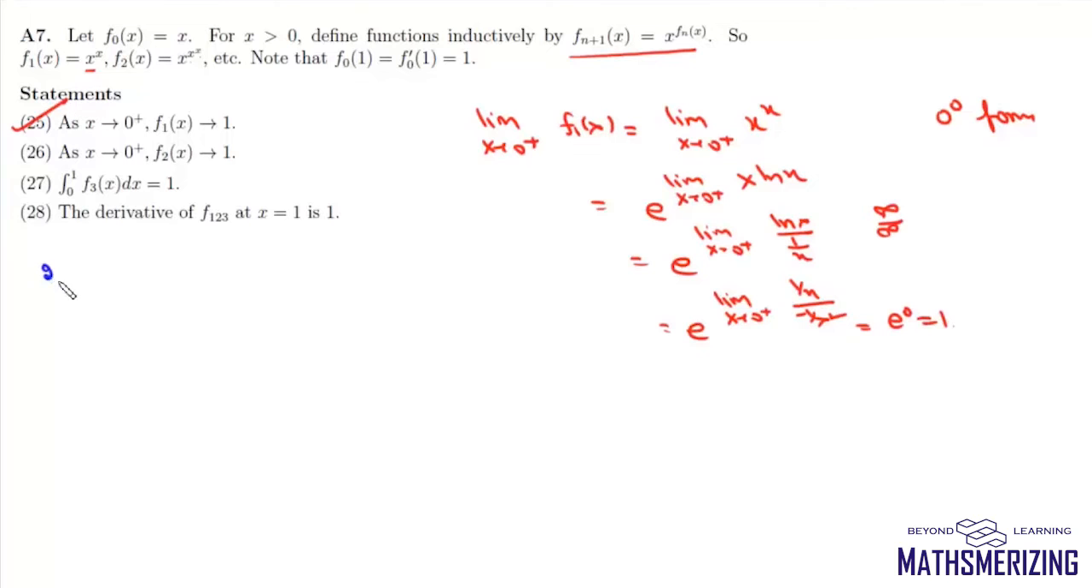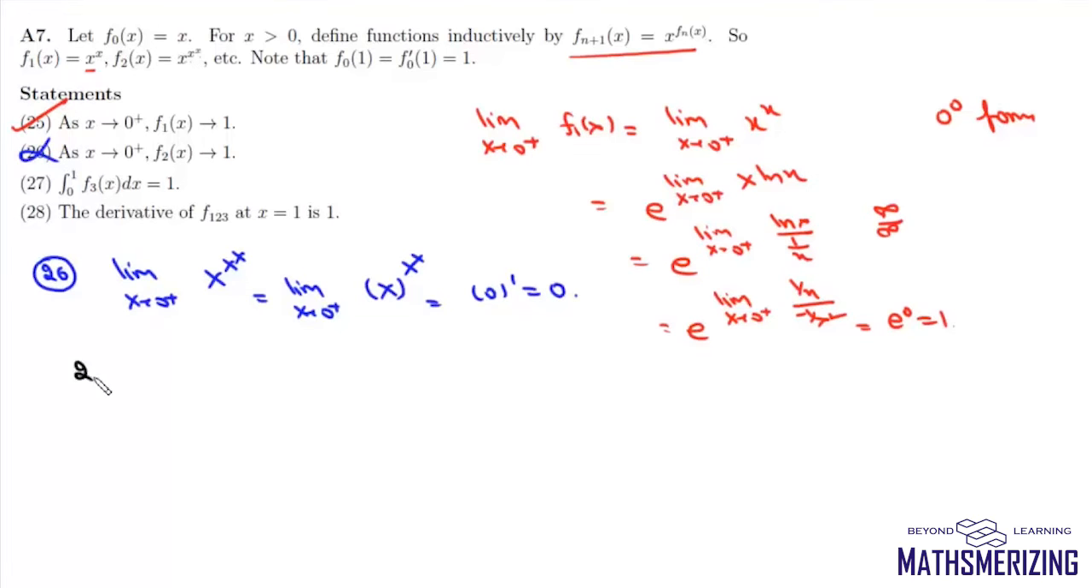Now we look at this limit for 26, which is limit x tends to 0 positive, x to the power x. Now we know that this limit x tends to 0, x to the power x, it is 1. So it will be this value 0 to the power 1, and 0 to the power 1 is 0. That means statement 26 is incorrect.